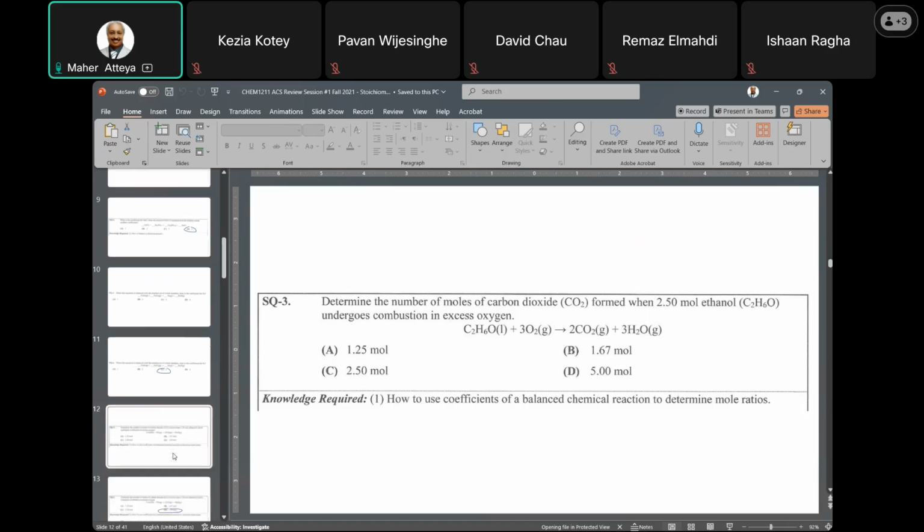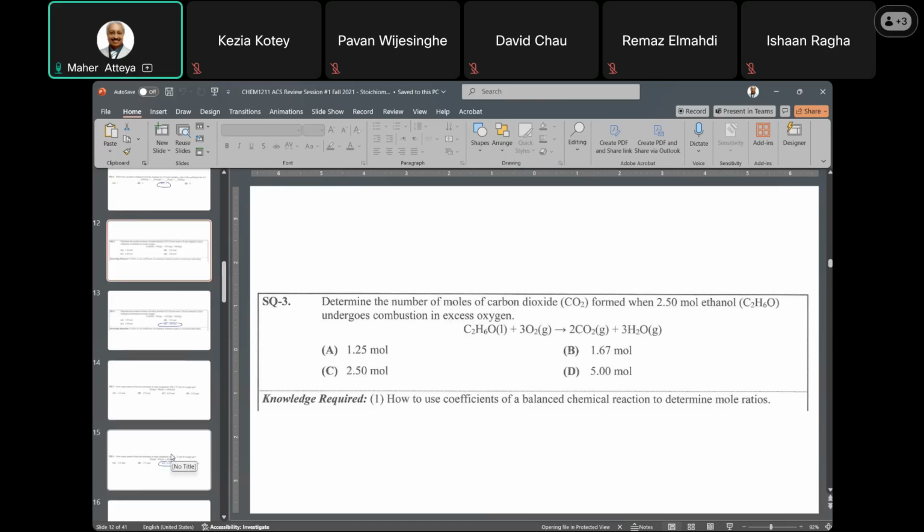Let's start with this. Determine the number of moles of carbon dioxide, CO2, formed when 2.50 mole of ethanol, C2H6O, undergoes combustion in excess oxygen. That's a molecular formula, by the way; the condensed structural formula will look a little different. If oxygen is in excess, what's the number of moles of carbon dioxide? That's balancing the chemical equation.